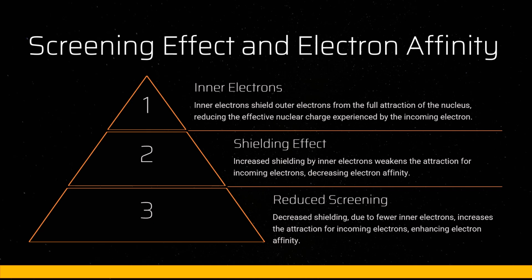To sum it up, the screening effect is all about how much the inner electrons block the nucleus's pull. More shielding means weaker attraction, while less shielding creates a stronger pull on incoming electrons. This balance is critical in understanding electron behavior across the periodic table.